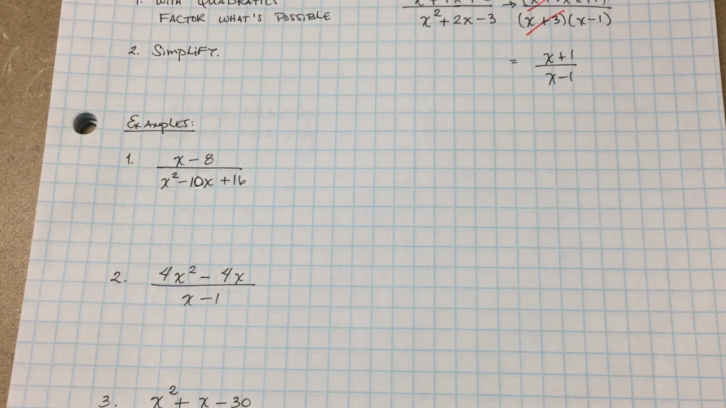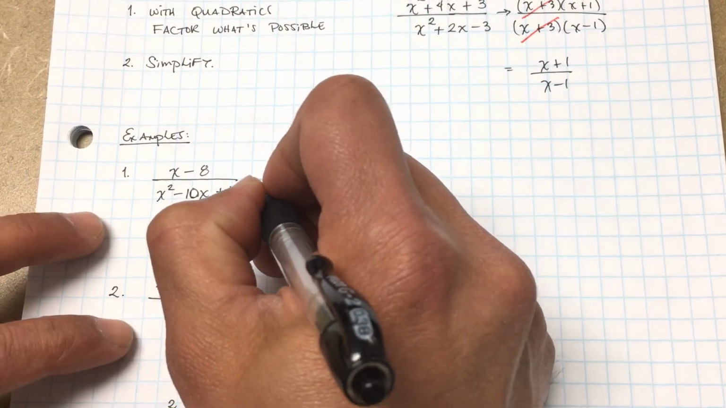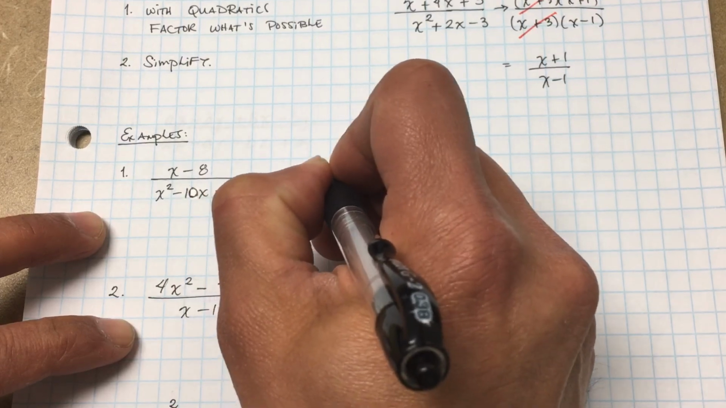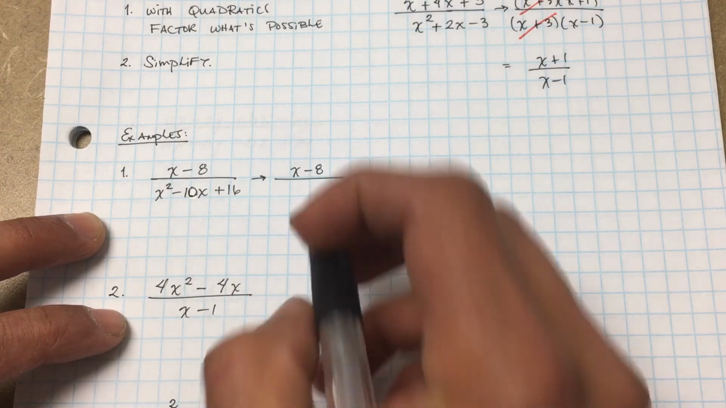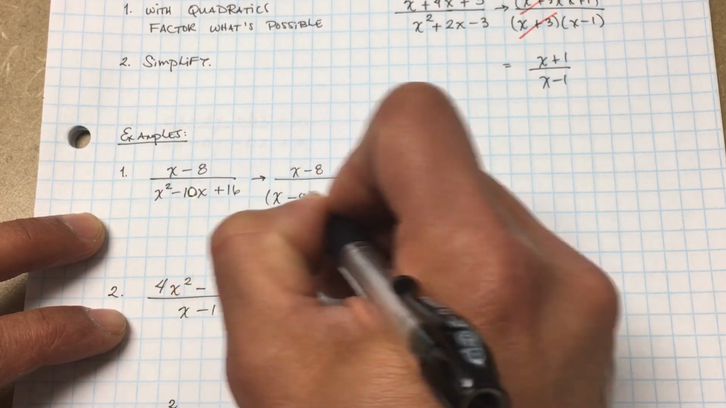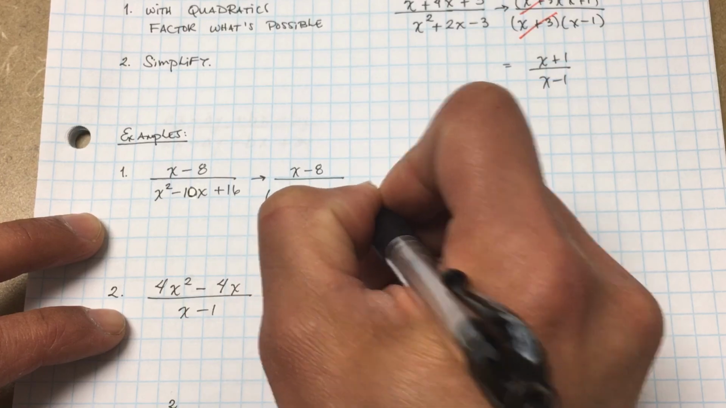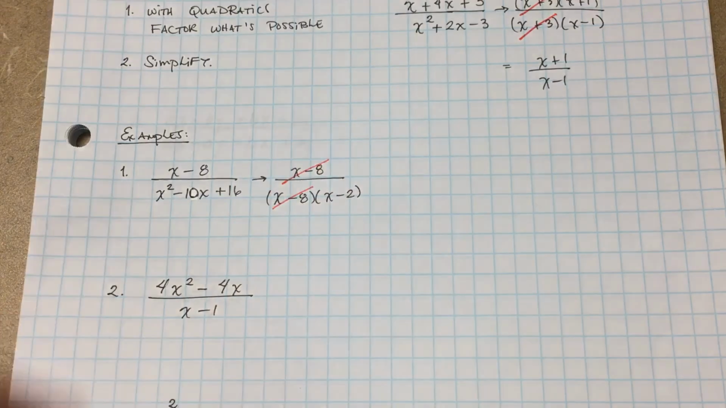What about this one? X minus 8 over x squared minus 10x plus 16. The one on the top stays x minus 8 just because you can't do anything else with it. What about the bottom? Okay, hopefully you can factor correctly. It will be x minus 8 times x minus 2. Okay, now that you have that, boom, boom, that cancels out.